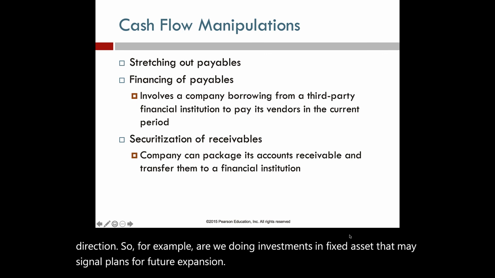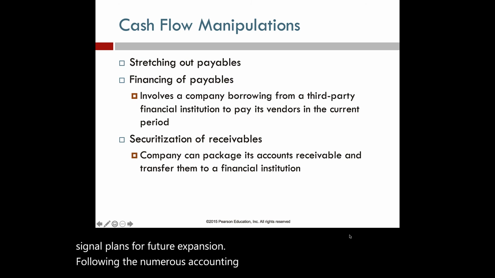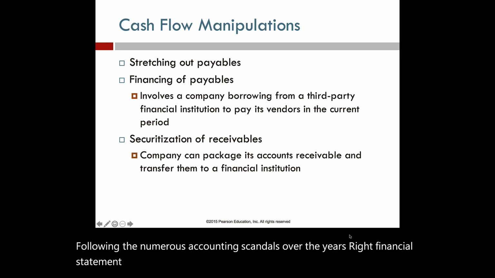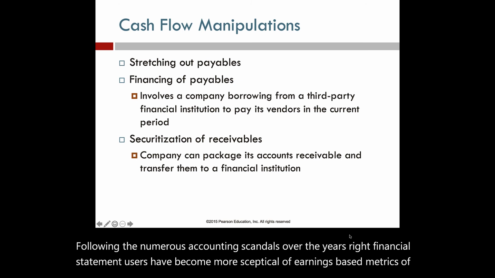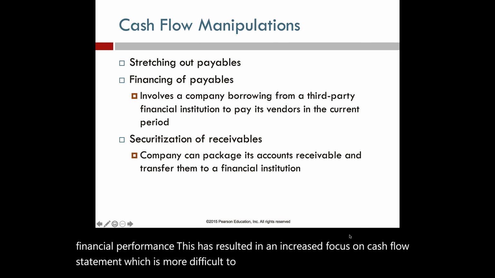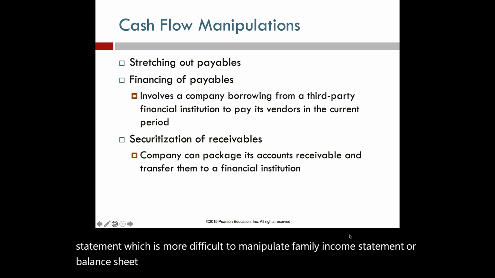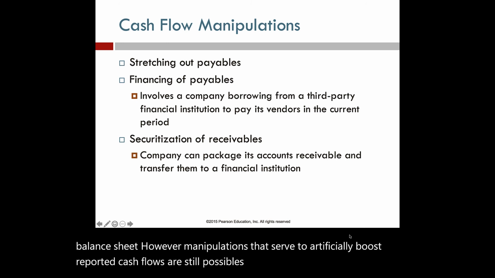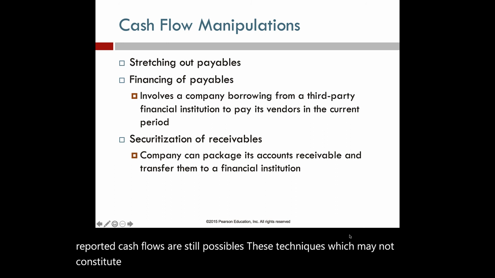Following the numerous accounting scandals over the years, financial statement users have become more skeptical of earnings-based metrics of financial performance. This has resulted in an increased focus on the cash flow statement, which is more difficult to manipulate than the income statement or balance sheet. However, manipulations that serve to artificially boost reported cash flows are still possible. These techniques, which may not constitute GAAP violations, include stretching out payables, financing payables, and the securitization of receivables.